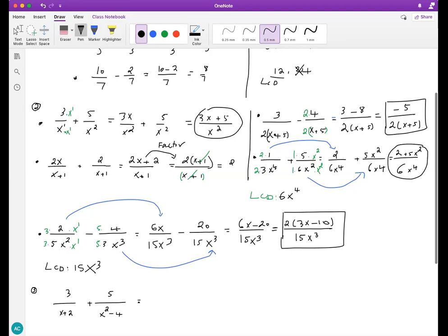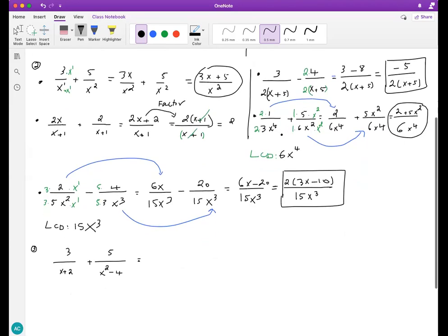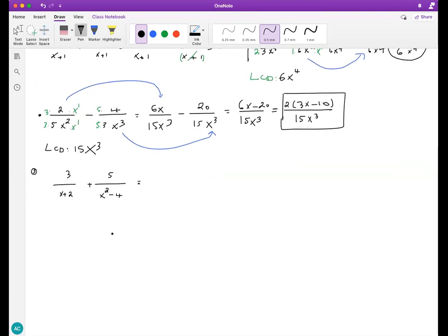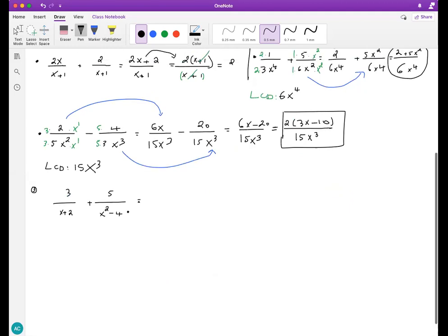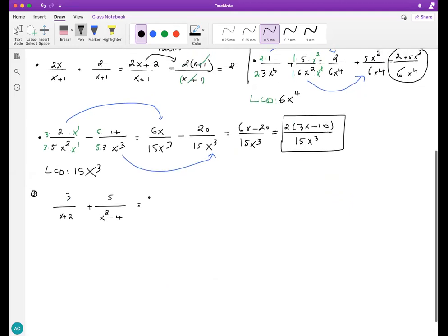That's right. This one was already factored. If it was 2x plus 10, then we would have factored it first, but it wasn't. So always factor first. It makes it a lot easier to find the LCD. You can easily find it after you factor. So factor.